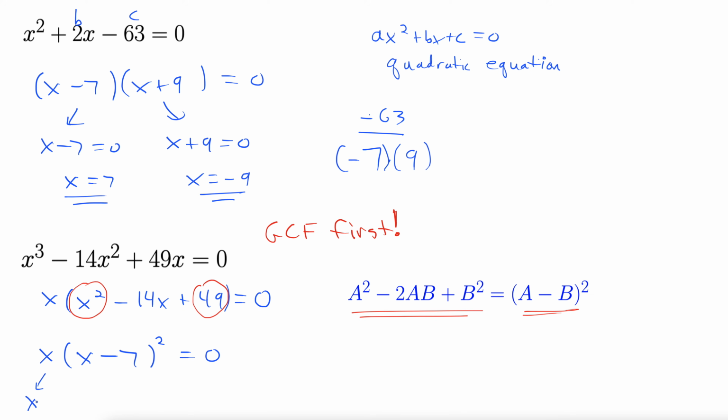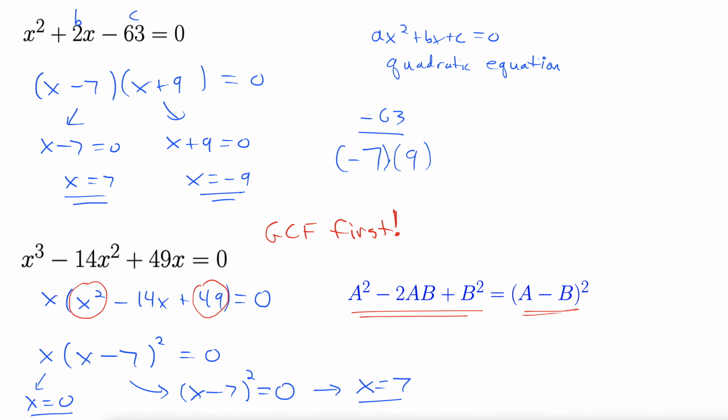So right out front here we get x equals 0. This one we get x minus 7 squared equals 0. Now the squared doesn't change anything, so really we just want to focus on x minus 7 equals 0, which tells us that x equals 7. We could also think of this as taking the square root of both sides to get rid of the squared. All right, so two solutions there.